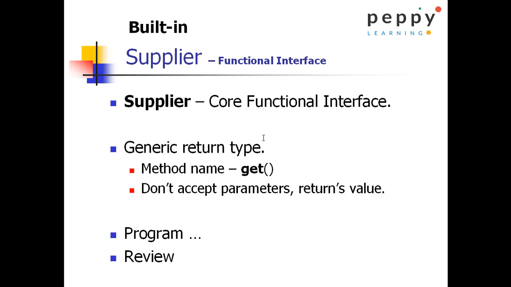Now, Supplier is a built-in functional interface which has a method called get, which doesn't take any parameter but returns a value. This uses generics. A few real-time examples we can think of: let's say, get all the departments. When you want to get all the departments, you need not pass any information, so it is not accepting any parameter. And let's say I want a timestamp for a specific order. I can get a timestamp where it doesn't take any input, but it takes the system time and gives it back to us.